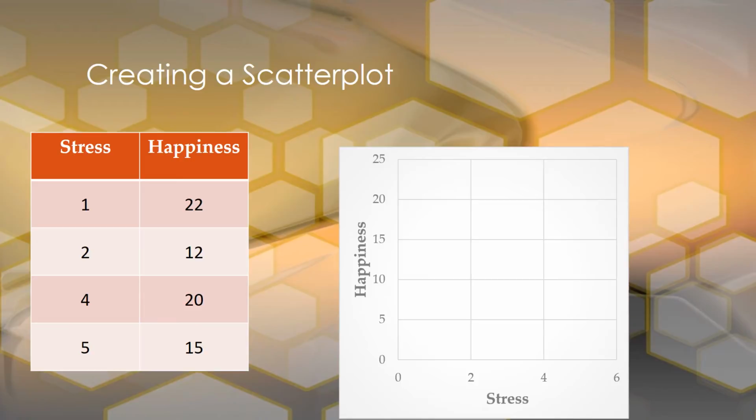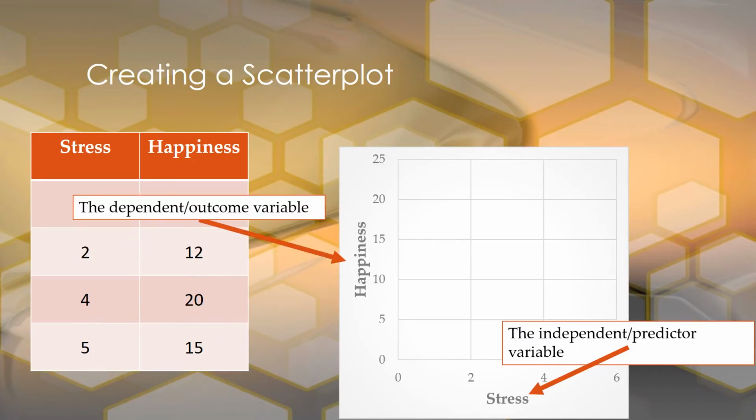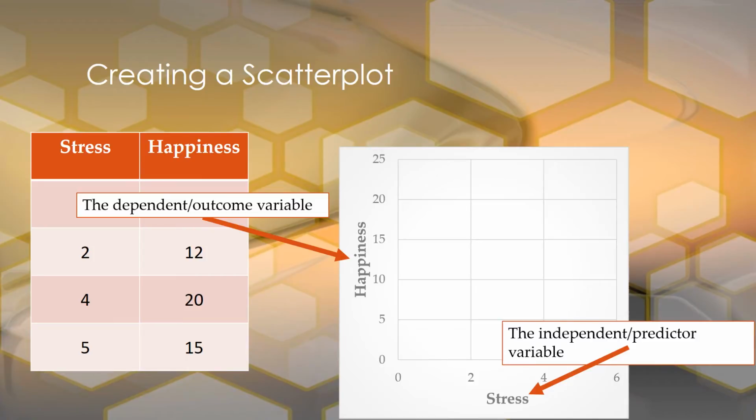I'm just going to go over how to create a scatter plot, just in case you don't know how. So here we have our scatter plot. The independent variable, or the predictor variable, will be on the x-axis, so that'll be stress, and the dependent or the outcome variable will be on the y-axis, and in this case it will be happiness. So that's just how we typically do it, okay?